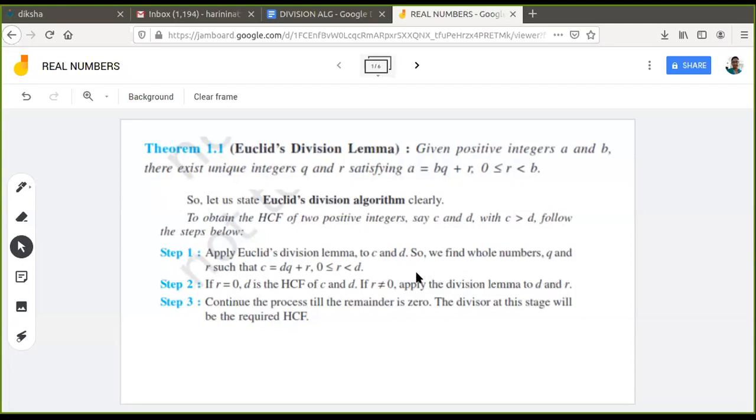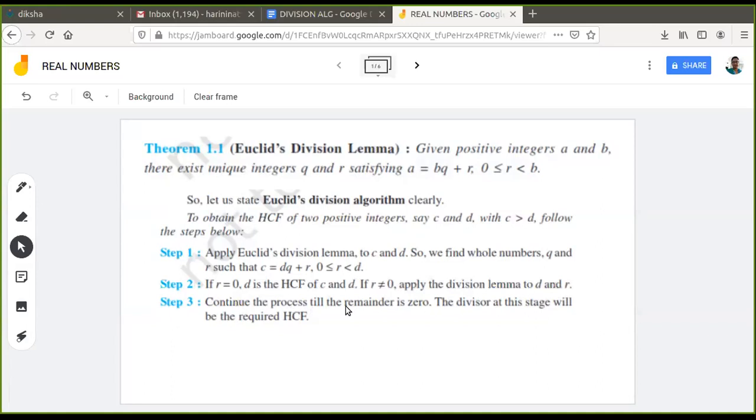So what is the change? I started with C and D. I divided C by D and I got a remainder. Now your D, which was the divisor in the previous step, will become the dividend in the second step. And the remainder that you got in the first step will become the divisor. So this is how you shift to the second step. If R is not equal to 0, you take the previous divisor and make it the dividend, and the remainder that you get in step 1 becomes the divisor.